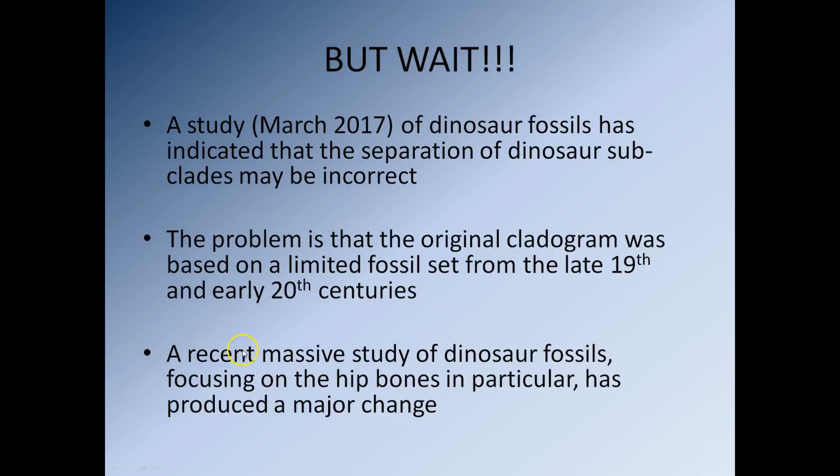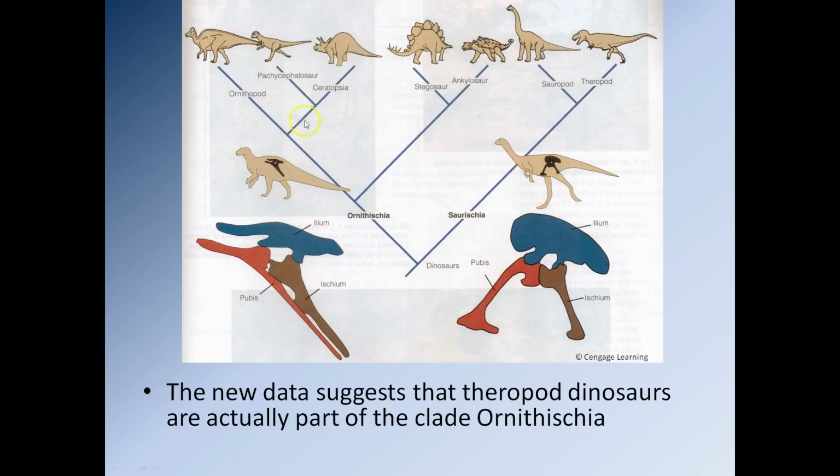Now, a recent study has looked at a much larger dinosaur fossil set, and it's focused primarily on the hip bones in particular. And it's produced a significant change to this diagram. The new data suggests that the theropod dinosaurs are actually part of the clade Ornithischia. So they're actually Ornithischian dinosaurs rather than Saurischian dinosaurs. So that would put the theropods there.